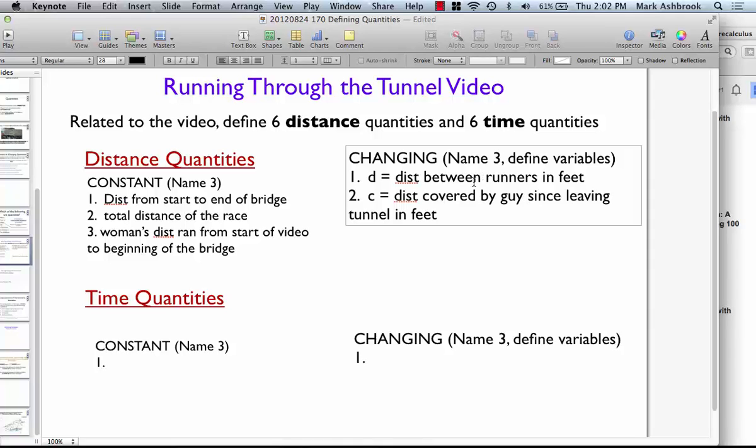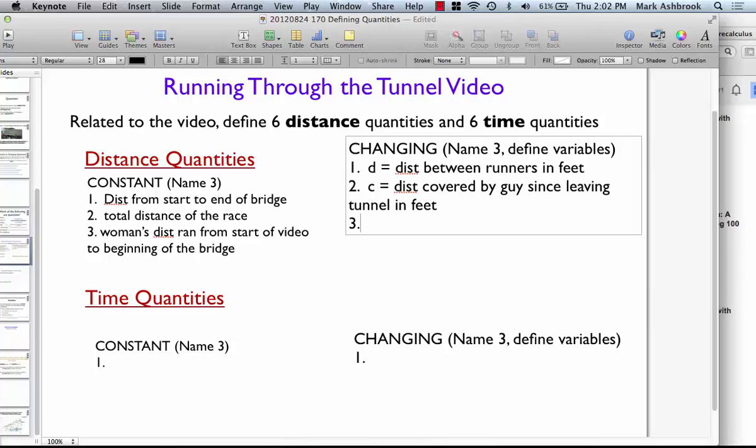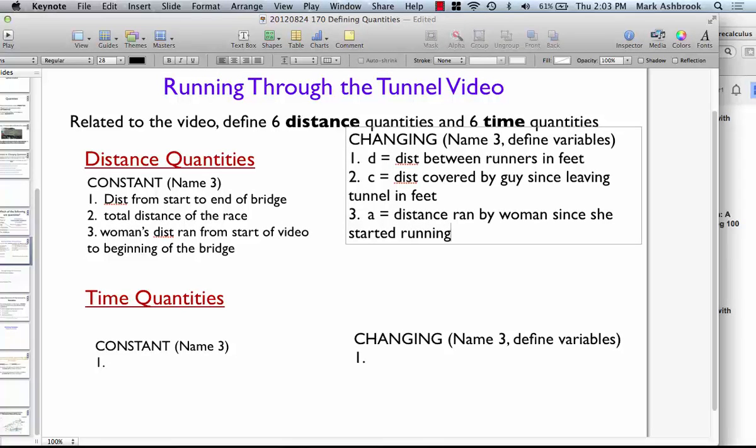Okay, anyone dying to give me another one of these? Yes, ma'am. Distance covered since the woman started running in meters. And what variable do you want? A. A equals distance ran by the woman since when? Since she started running. In meters. How'd she do? It's great.